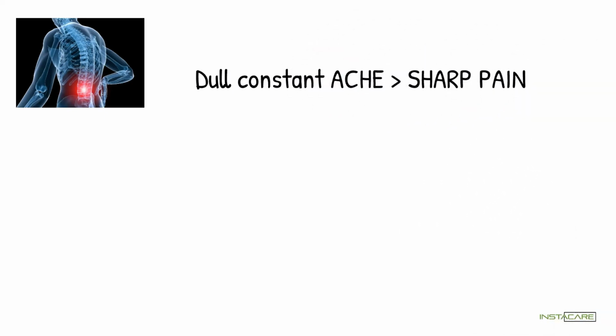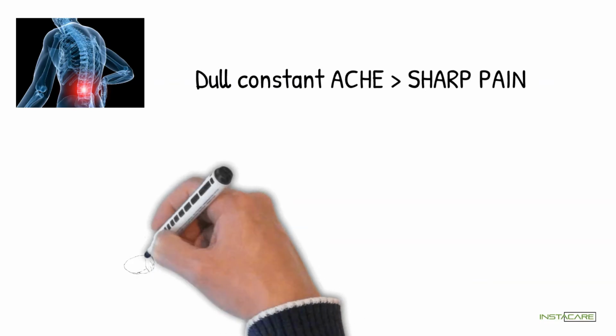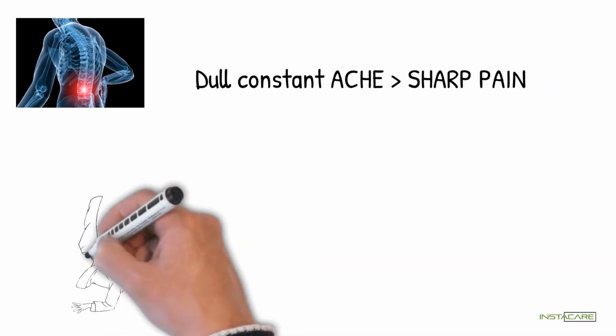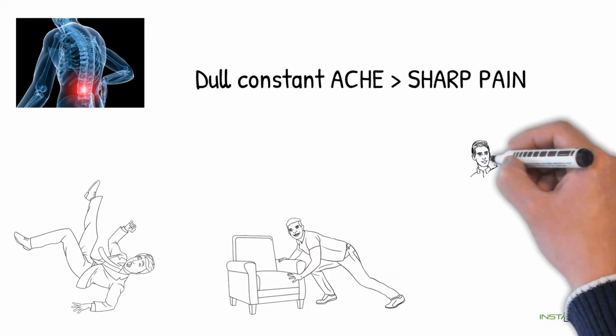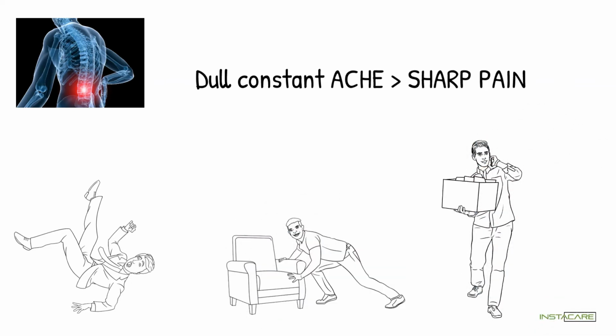When someone injures their low back, it can range from a dull, constant ache to a sudden sharp pain. Sometimes the pain starts immediately after a fall or by lifting something too heavy, or it can develop over time from poor posture and bad mechanics during certain movements.